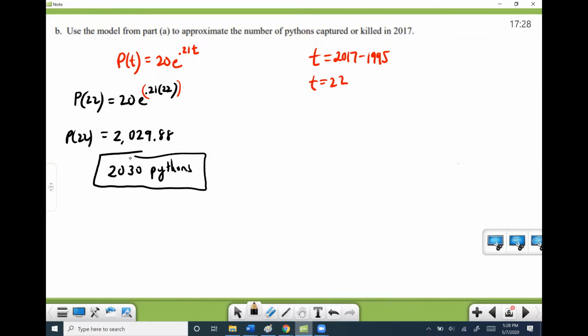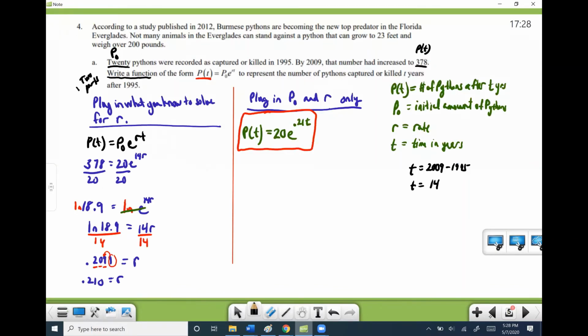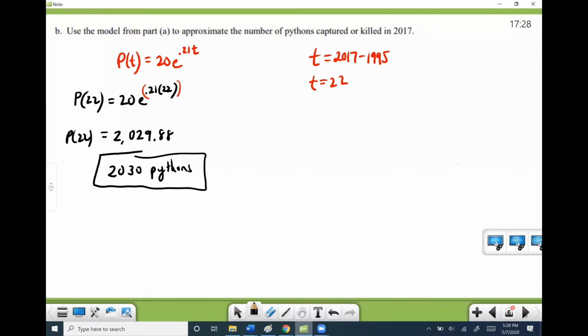All right. So creating a model, anytime somebody asks you to write the function or create a model, it's twofold. You use what you know to find the rate. And once you have the rate, you plug that and P naught into it, and that's it. You leave T as T because you want somebody to be able to plug in anytime they want and find how many of the pythons there are. Yeah, agreed. Florida, real crazy.